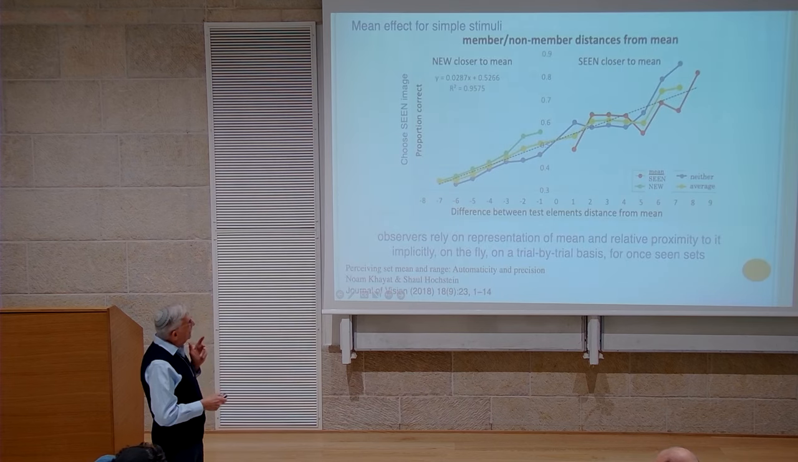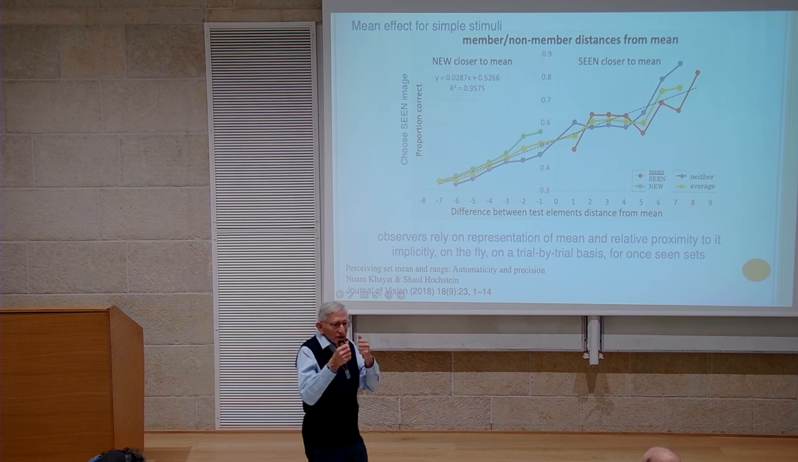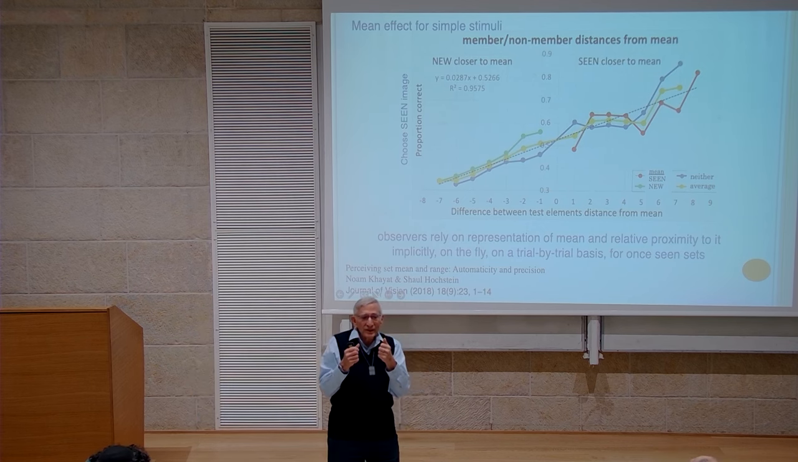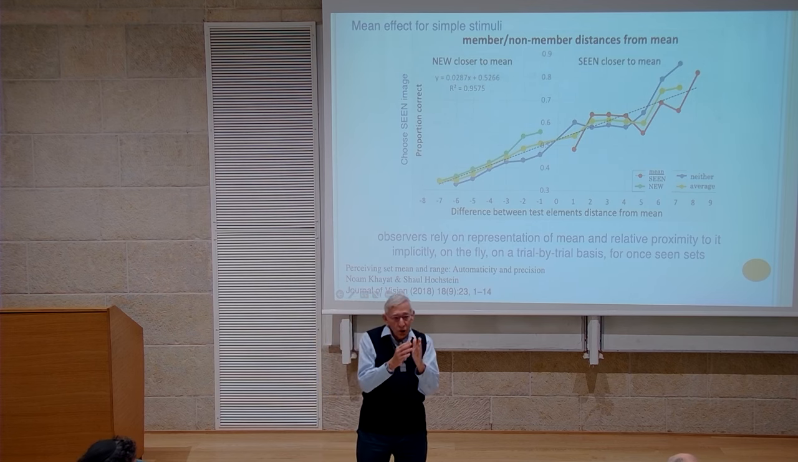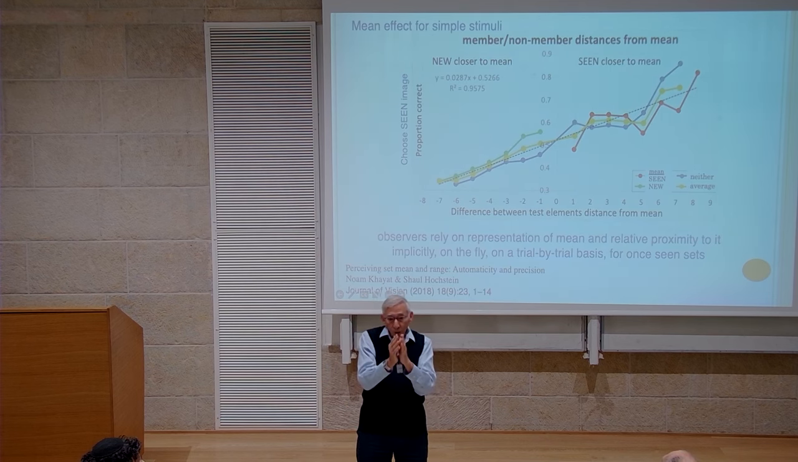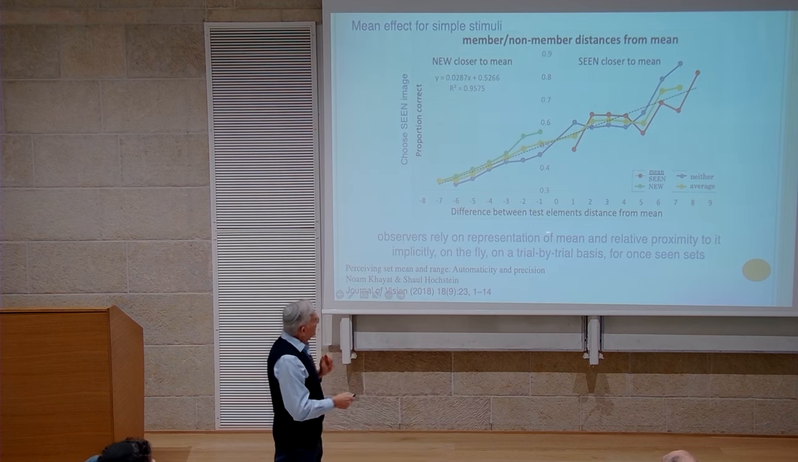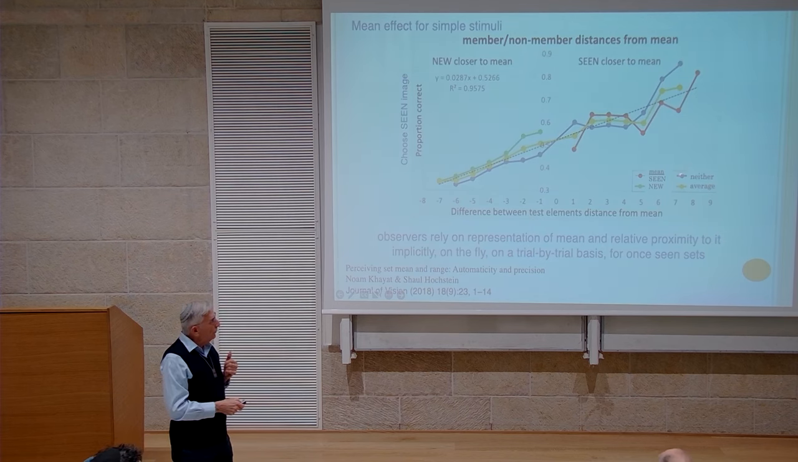Okay? And therefore, we can measure the difference between the two, the seen and the new, from the mean. So you can have this is the mean, and then one of them is here, one of them is there. The difference is that. Or they can be further away. But that's the same difference. Or they can be this way on the two sides, the same difference. So this is the difference in distance from the mean of the seen and the new.